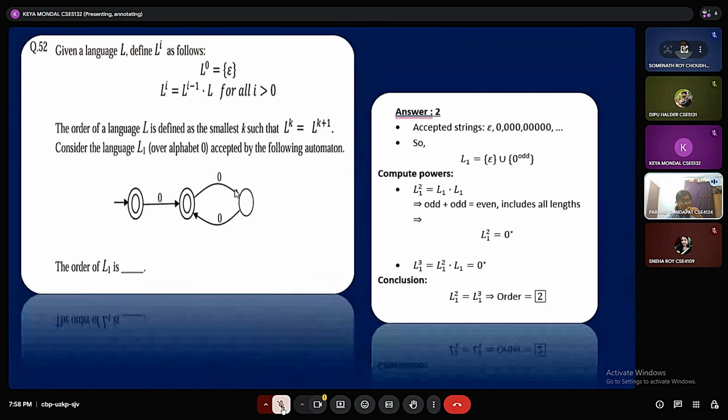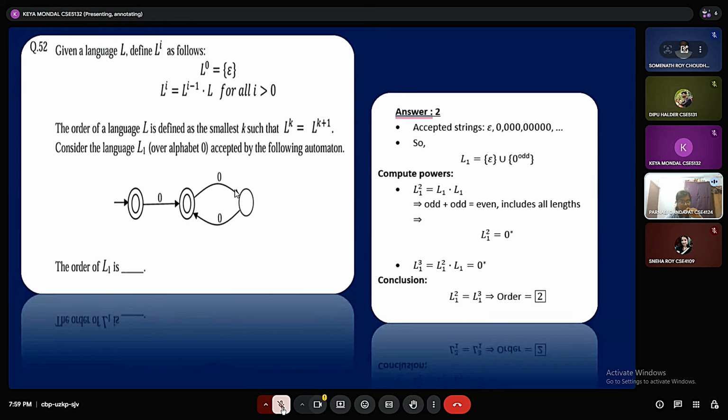So this is my GATE question. Given a language L, define L^i as follows. L^0 is epsilon. L^i is equal to L^(i-1) L for all i greater than 0. The order of a language L is defined as the smallest k such that L^k is equal to L^(k+1).